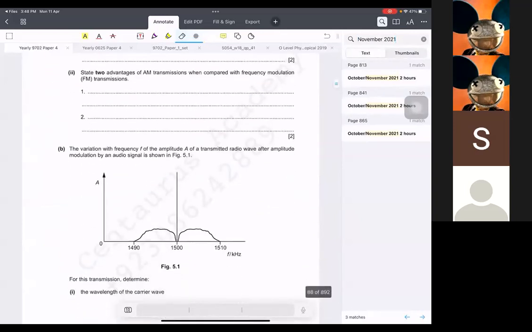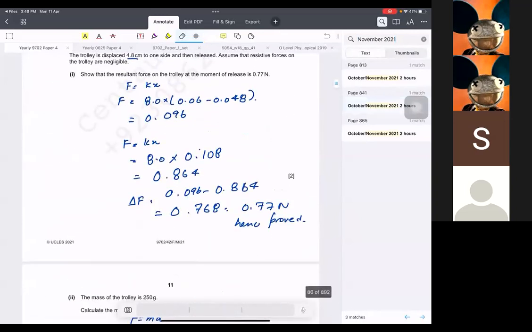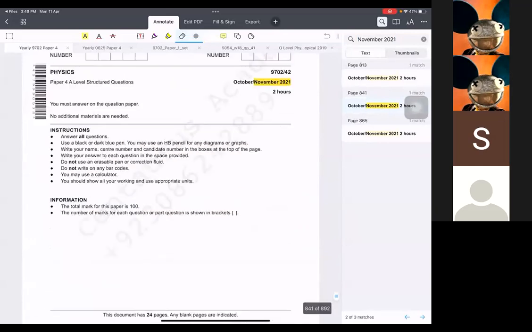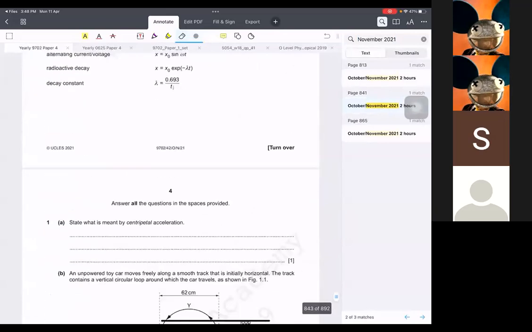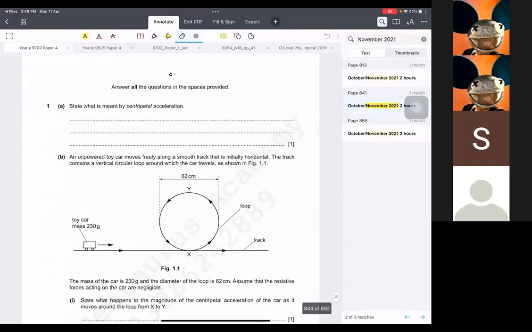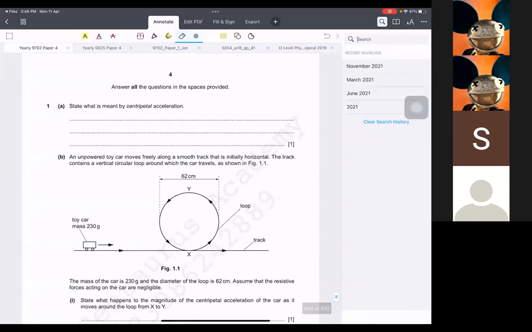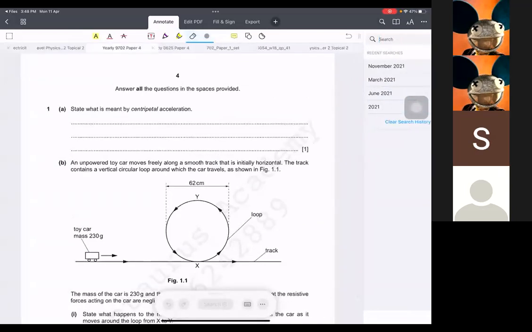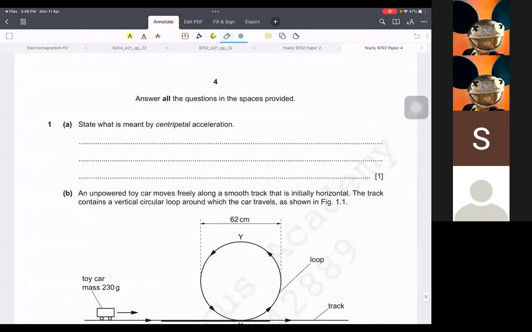All right, so we'll do this then. Take equation 4/2. Okay. Somehow I have done it somewhere. It's just in my memory. Okay. State what is meant by centripetal acceleration.